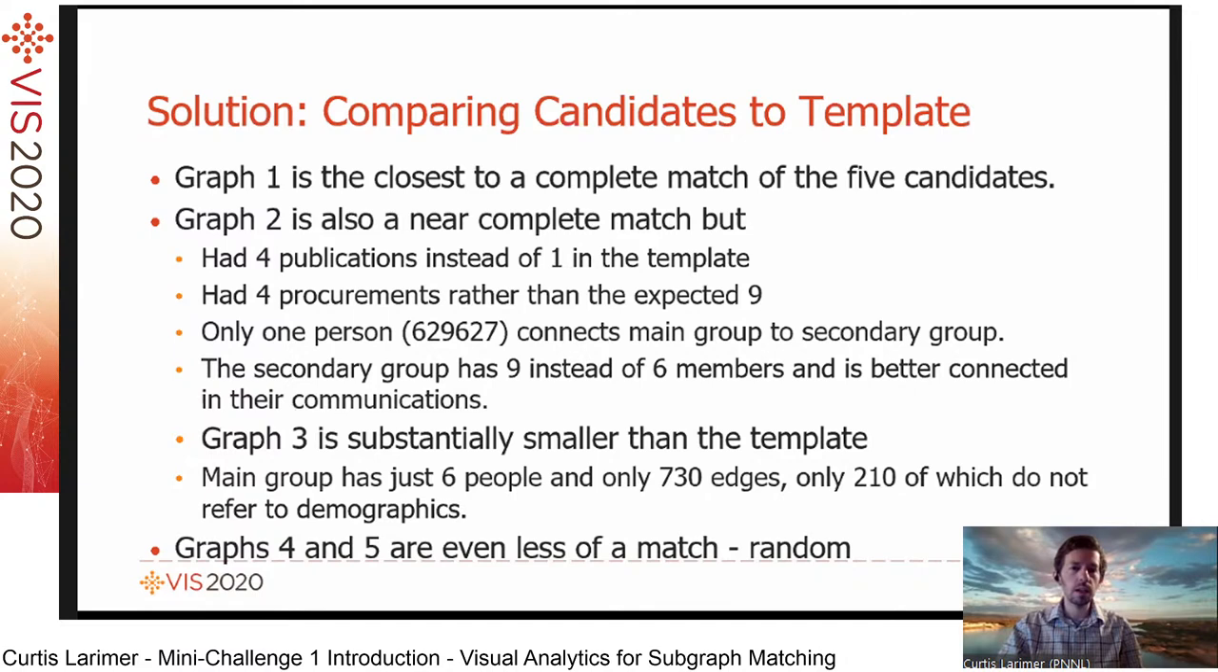So in our question one, recall I said that we used three graphs that were near matches. And graph one was actually the closest to being a complete match to the template of the five candidates that we provided. Graph two was also a nearly complete match, but we had sort of pulled away, stripped out some of the edges. Graph three was also a complete match, but this had been cut by almost half. So a lot of the matching edges were removed. And then graphs four and five were really just random selections from the background. So those should not have been found to be close matches by any of the participants.